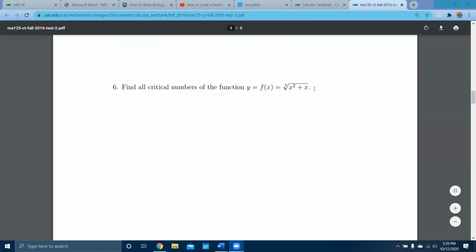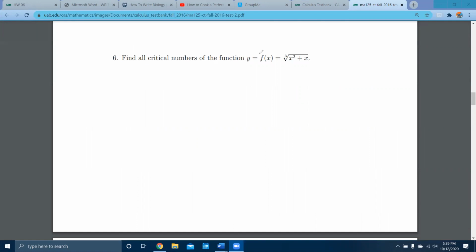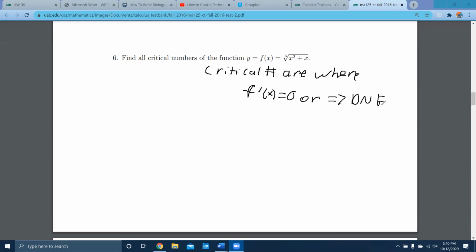All right, moving down. Number 6, find all critical numbers of the function y equals f of x, which is equal to the cubed root of x squared plus x. Now, critical numbers are where f prime of x equals 0 or does not exist. So it's going to be any points where f prime equals 0 or where it does not exist.